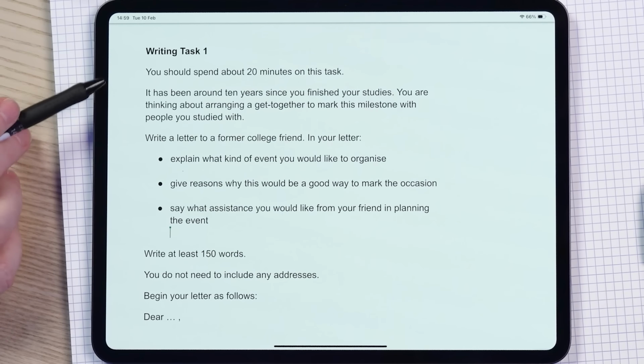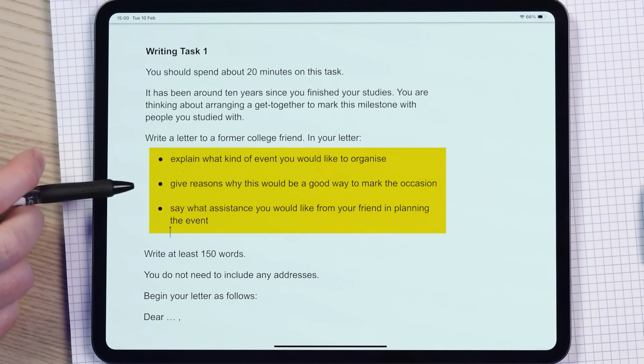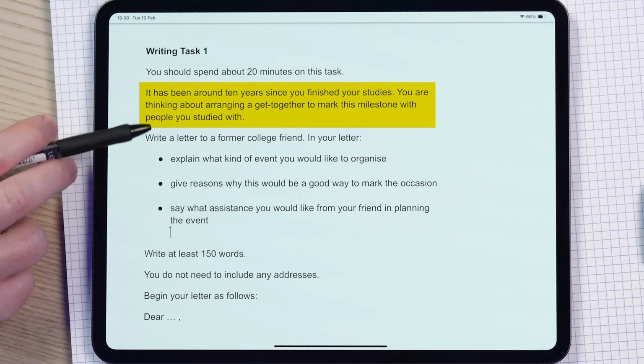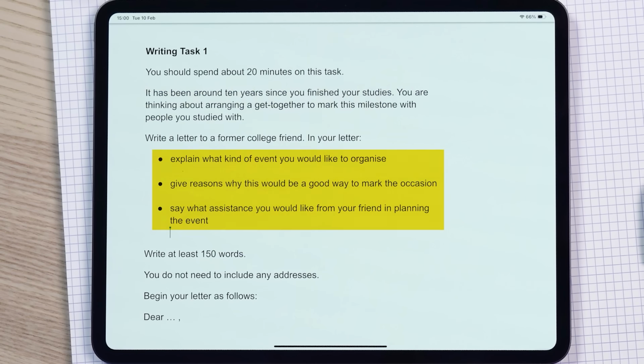What it will do is it will always ask you to write a letter. It never changes. So it will say, write a letter to, and it will tell you the type of person or who to write it to. And then there will always be 3 bullet points. And it will give you a scenario here. So it never changes. And being aware of this format will help us later on when I show you how to structure everything, because we're going to use the format to structure our entire letter.